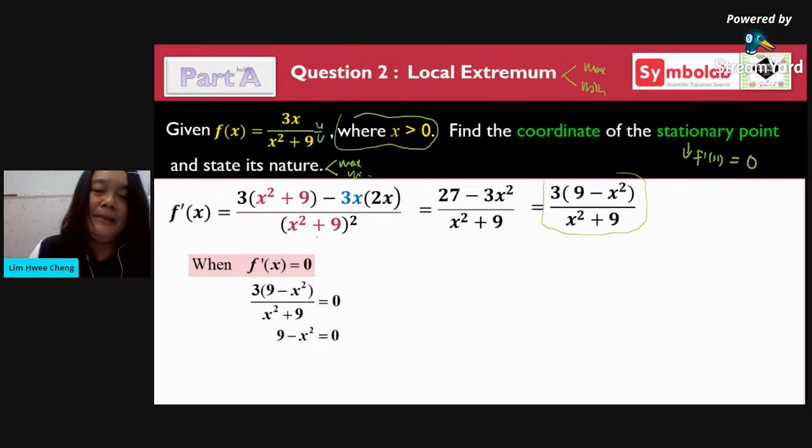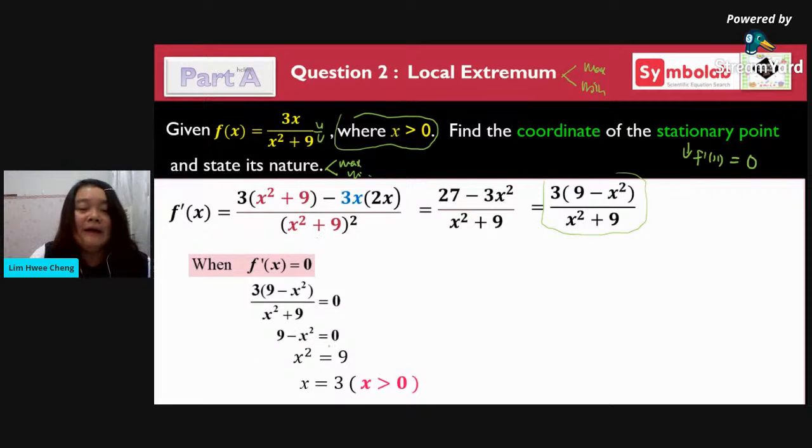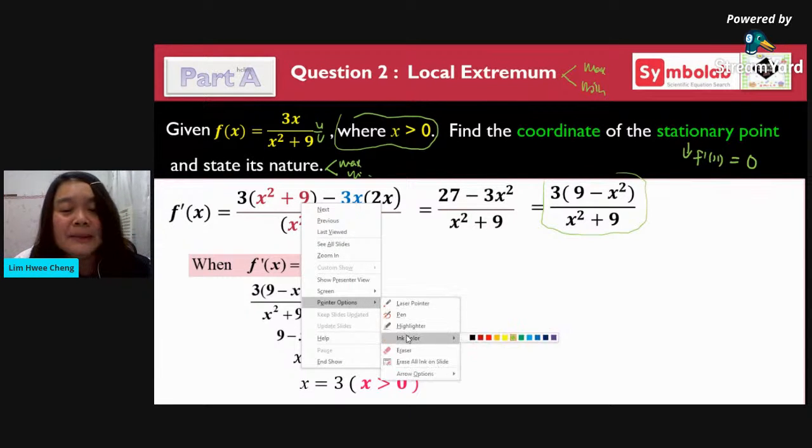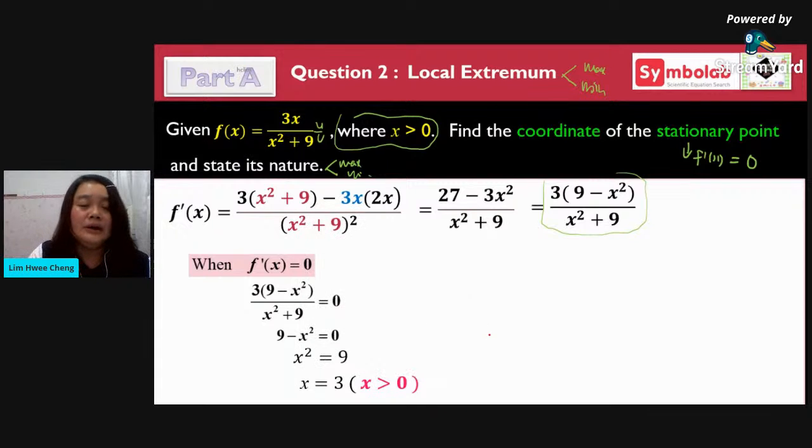So, you will get 9 minus x square equal to 0. x is plus minus 3. Sepatutnya, so you have x equal to plus minus 3. Okay, tapi sebab dia ada give extra condition, so this one you have to take note. So you only can choose x equal to 3. So dia ini adalah dia punya conditions.